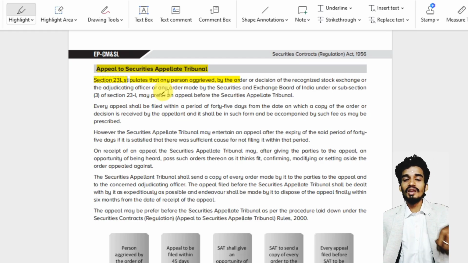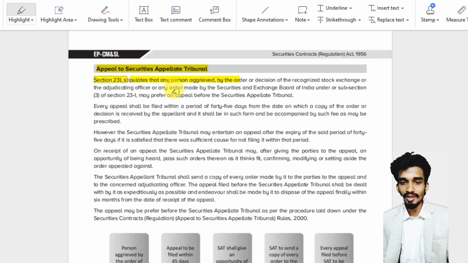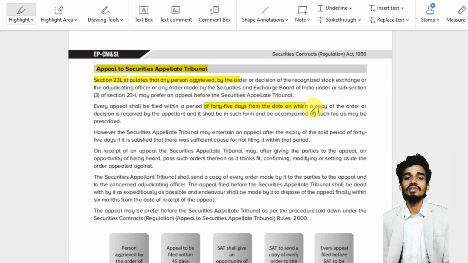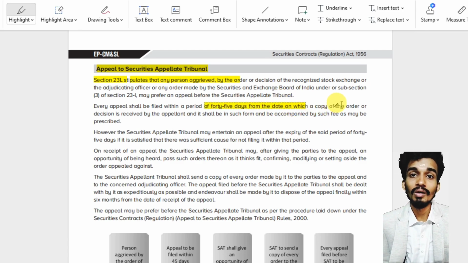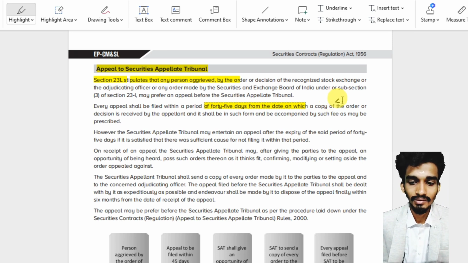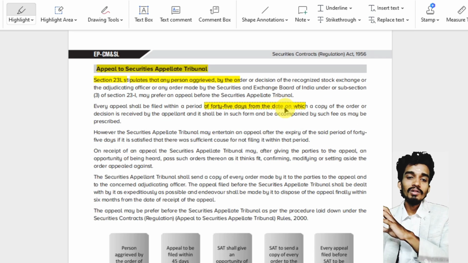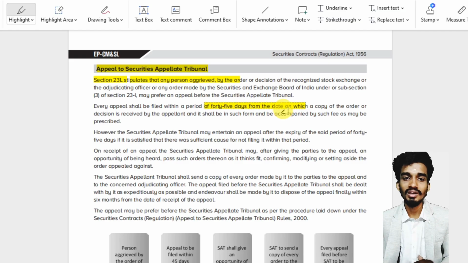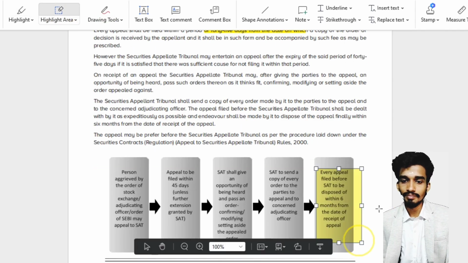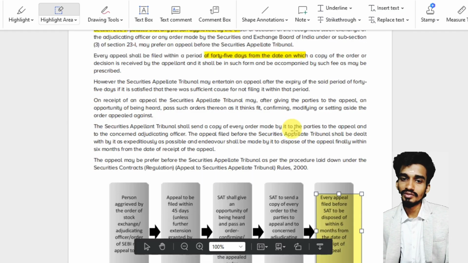Whenever a person is aggrieved by the order of SEBI, they can go to the SAT within a period of 45 days. Whenever a person is aggrieved by the order of SAT, they can go to the Supreme Court within a period of 60 days. And all the cases have to be disposed of in the SAT within a period of 6 months from the date of receipt of such appeal.